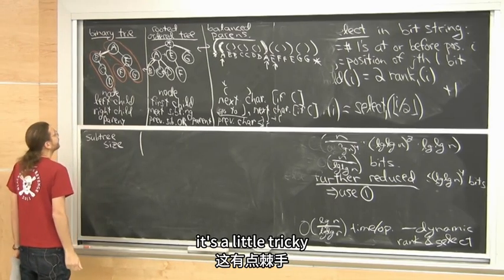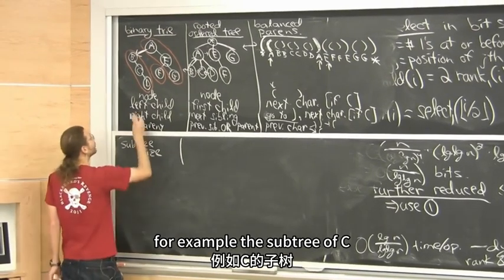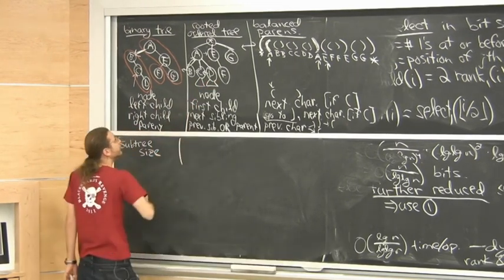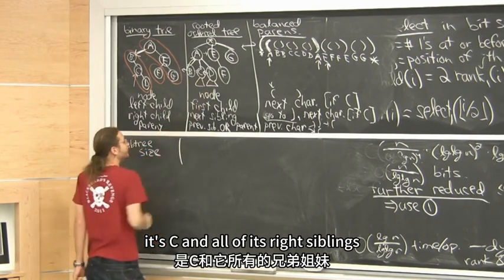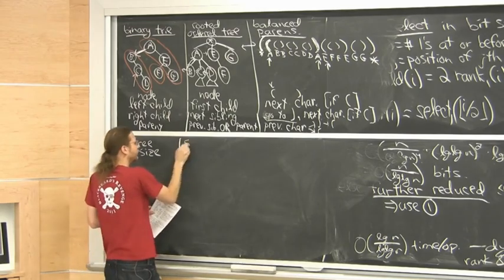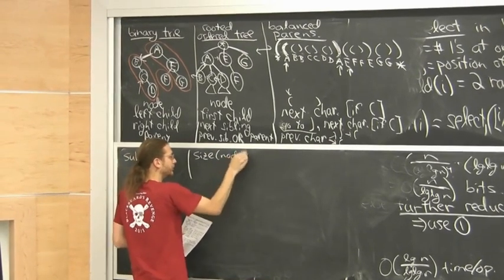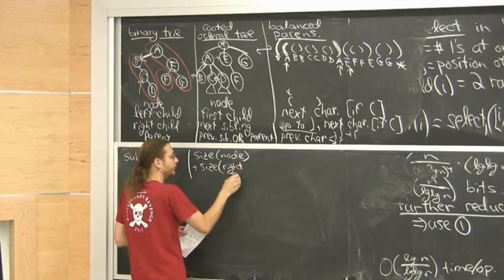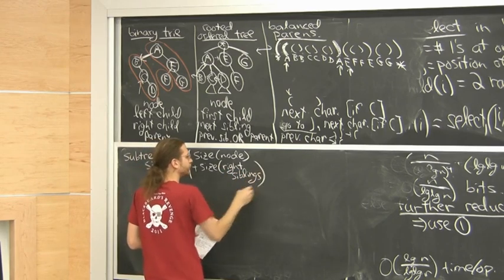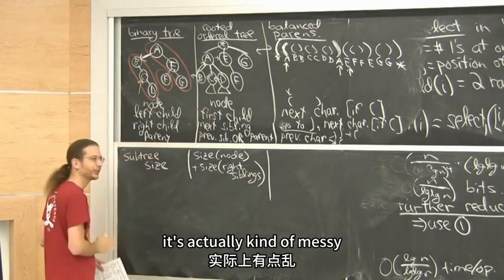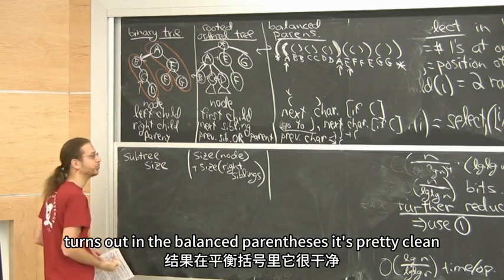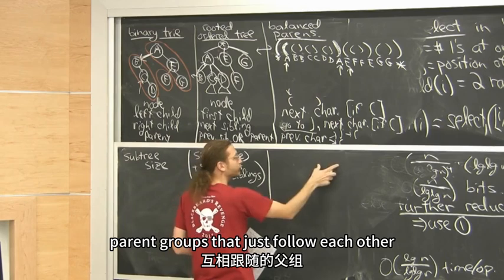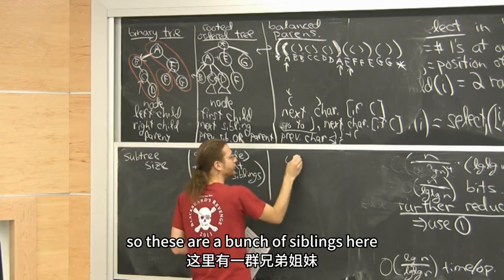In the rooted ordered tree, it's a little tricky because subtrees no longer correspond to subtrees. For example, the subtree of C consists of this subtree and this subtree. So it's really C, and over here it's C and all of its right siblings. So this is size of the node plus size of right siblings, however many you have. Okay, so in the rooted ordered tree, it's actually kind of messy. Turns out in the balanced parenthesis, it's pretty clean because all your right siblings correspond to paren groups that just follow each other.